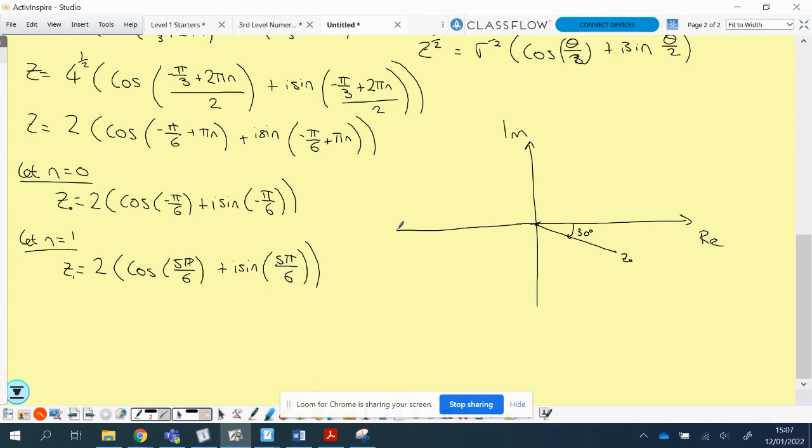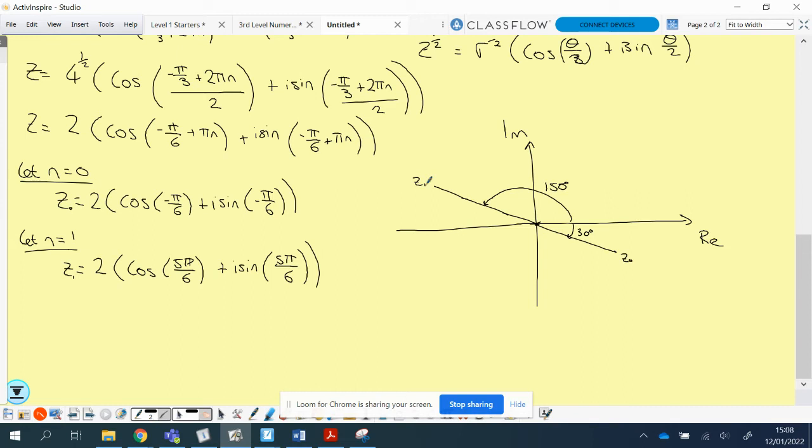Next one, I want to try and draw cos 5 pi over 6. Well, that's positive, so it's going round this way. 5 pi over 6. So pi over 6 is 30. If you have 5 of them, then that's 150. So that means we're going round this way 150 degrees, and I'm going to draw that again of length 2. Let me just tidy that up. And that's where Z1 lies.